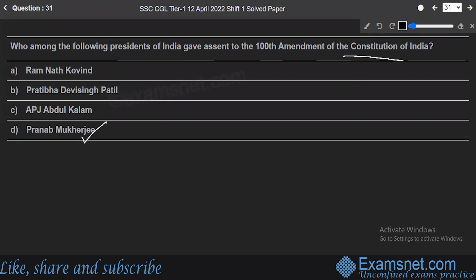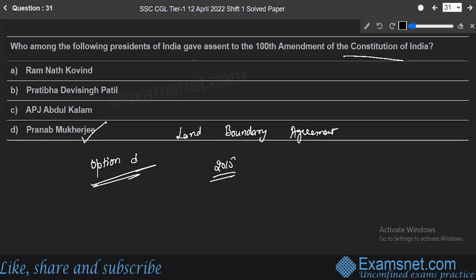The 100th Amendment of the Indian Constitution deals with the land boundary agreement. This agreement involved the exchange of certain enclave territories with Bangladesh and the conferment of citizenship rights to residents of those enclaves, and took place between India and Bangladesh. The land boundary agreement was signed with Bangladesh in the year 2015. So option D, Pranab Mukherjee, is the answer to the question. Hope you are clear with this. Next is question number 32.